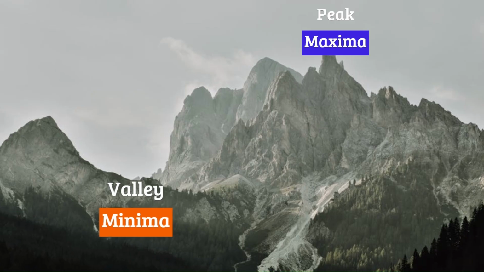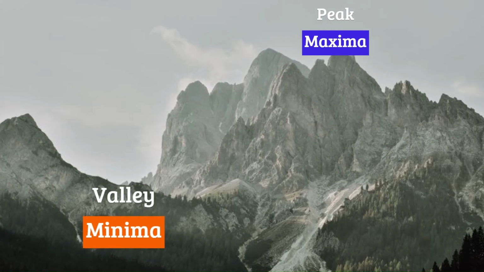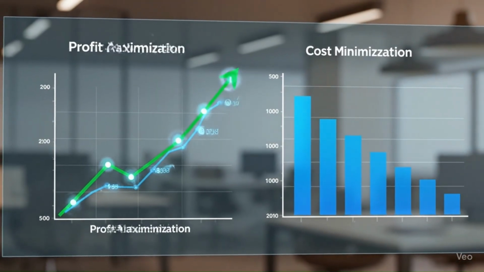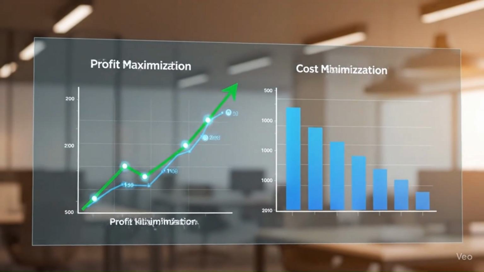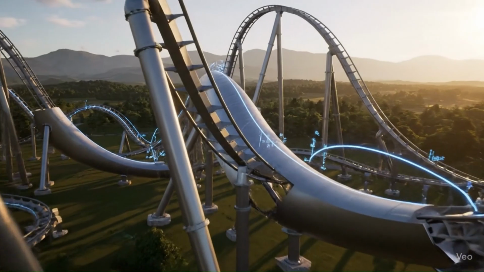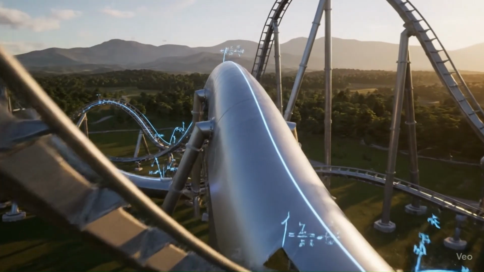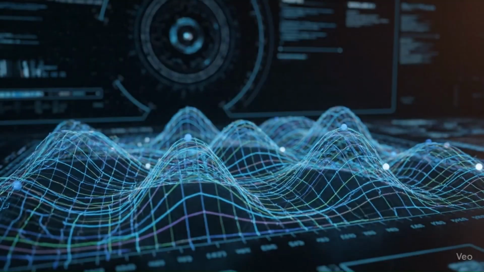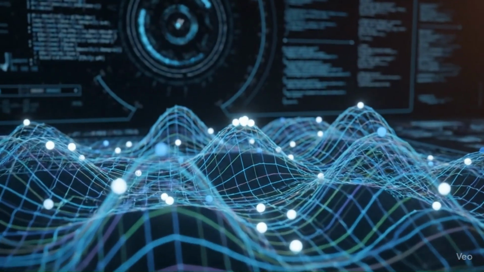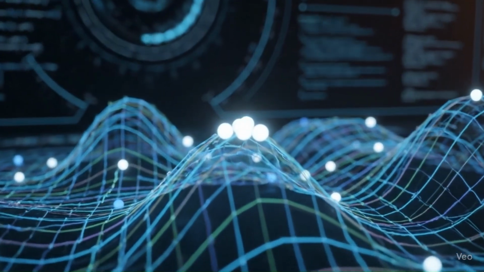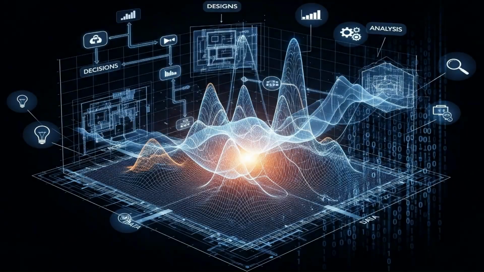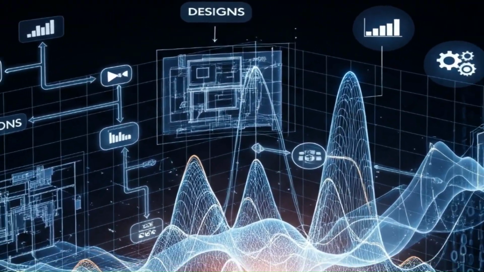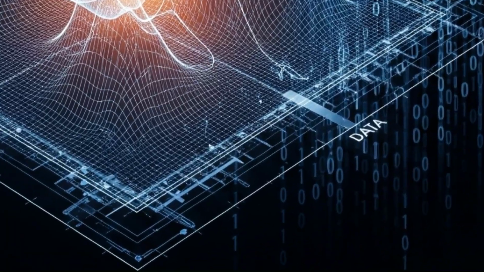But this isn't just academic theory. We calculate these points to solve real-world problems. Want to maximize profit or minimize cost in a business? You'll need maxima and minima. Designing a road or a roller coaster? Engineers use these concepts to find safe and efficient curves. Even in machine learning, algorithms rely on minimizing error to improve predictions. So stick around, because by the end of this video, you'll not only understand what maxima and minima are, you'll see how they shape decisions, designs, and data all around us.